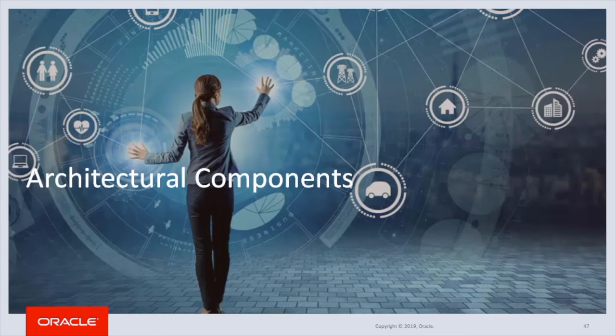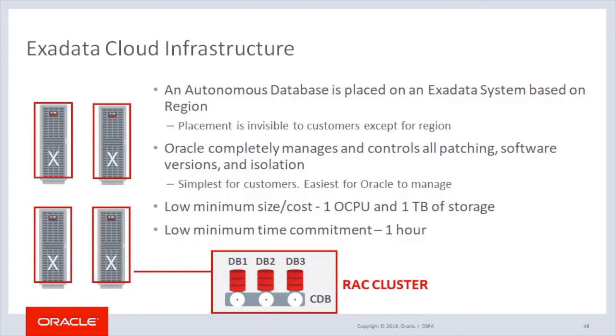We have now reviewed the Oracle Cloud Infrastructure and the Autonomous Database key features. Now let's take a deeper look at the architectural components. The Autonomous Database is placed on an Exadata system based on the region where the customer is located or closest to.